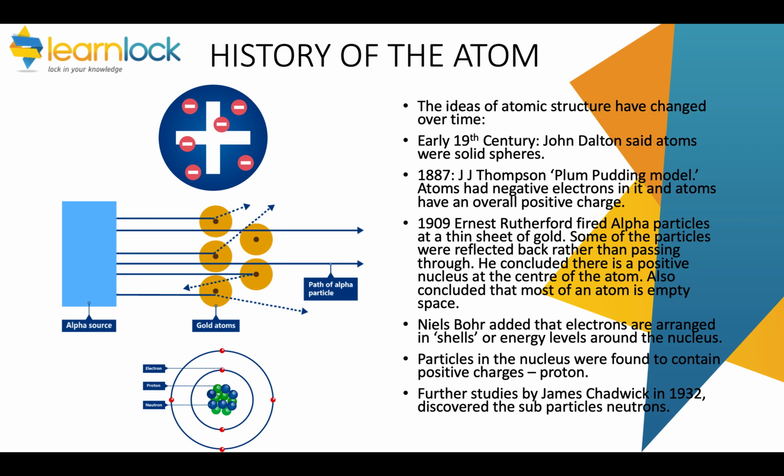Niels Bohr then added that electrons are arranged in shells or levels around the nucleus, and then later on in time scientists discovered the protons and then the neutrons. So the modern day atomic structure is shown at the bottom.